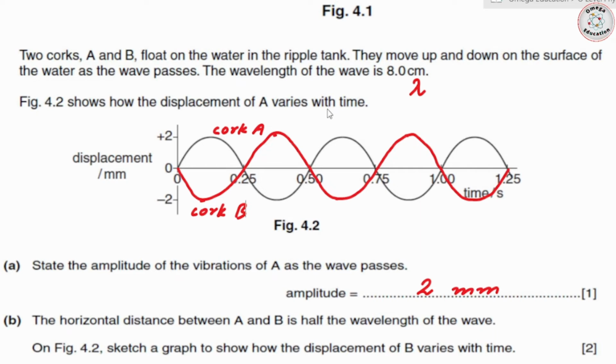If the distance between A and B were a full wavelength, or an integer multiple of a full wavelength, lambda, or 2 times lambda, or 3 times lambda, we call it integral multiple in mathematics, or 4 times lambda, in that case, the graph for the cork B would have been exactly the same as for the cork A. So there would have been an overlap. But since these are half the wavelength apart, exactly opposite stuff would be going on for the cork B.